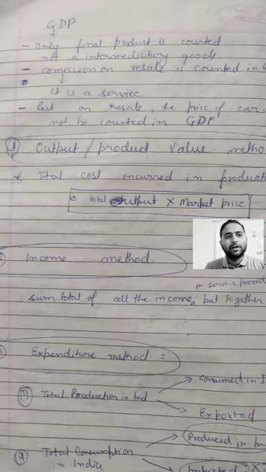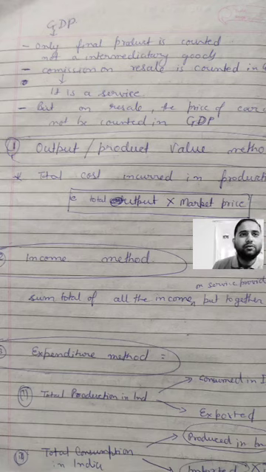So before starting the output method, income method, and expenditure method, let's understand a few things about GDP. Only the final product is counted, as I told you. Commissions on resale are counted in GDP, because commission is a kind of service.